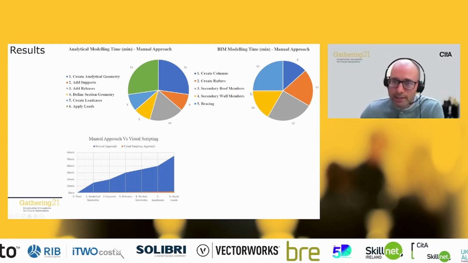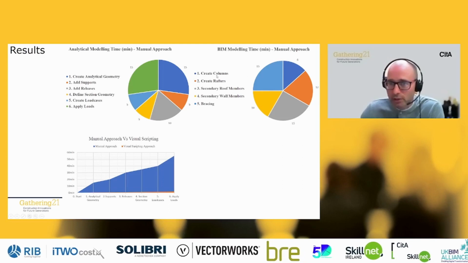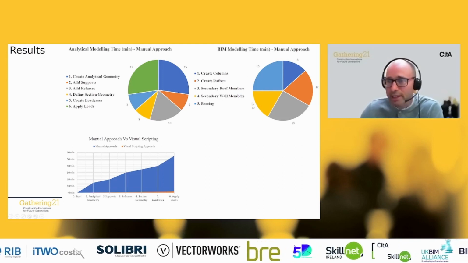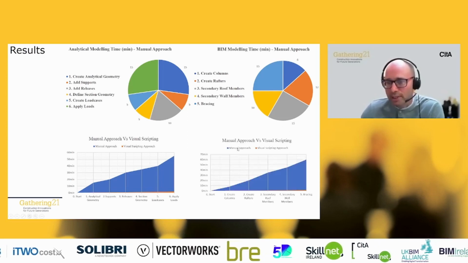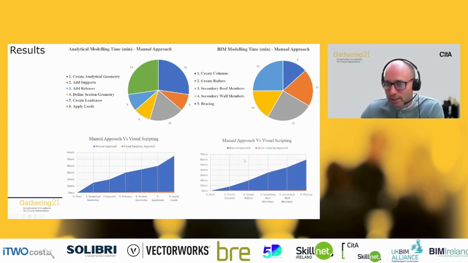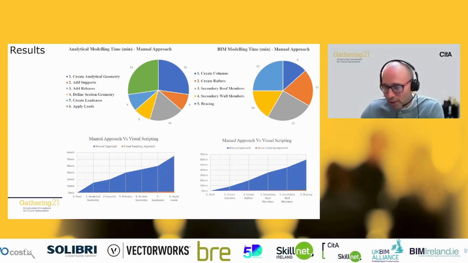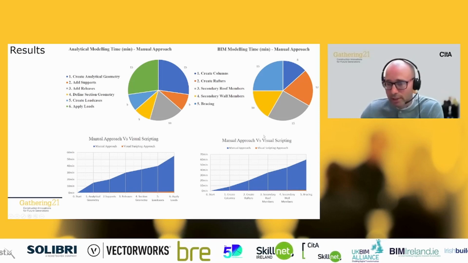On the actual BIM modeling side, similar, I would have modeled the same structure in Revit. So again, creating columns, creating the rafters, creating the secondary support members, the bracing, timing myself to create all of those elements. And once again, you can see the clear benefits: the script will run in a minute or less, whereas the actual modeling is going to take you an hour approximately or so.